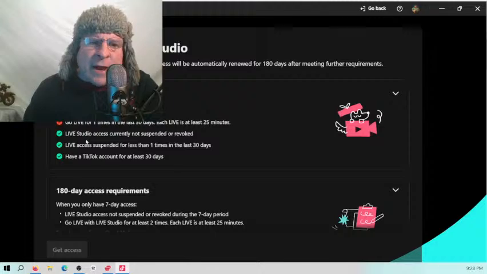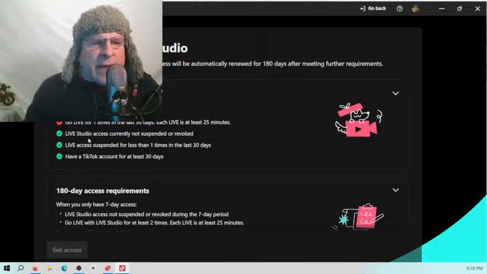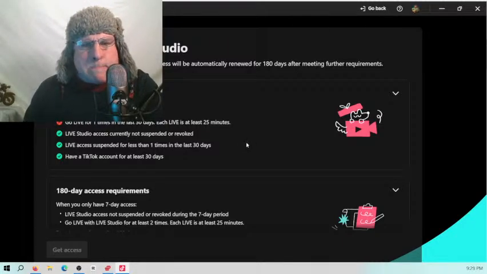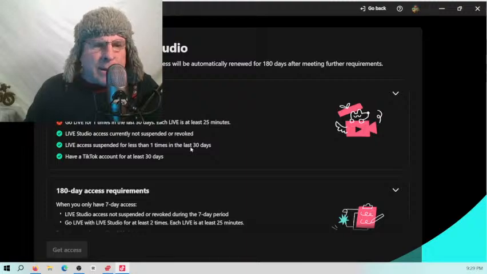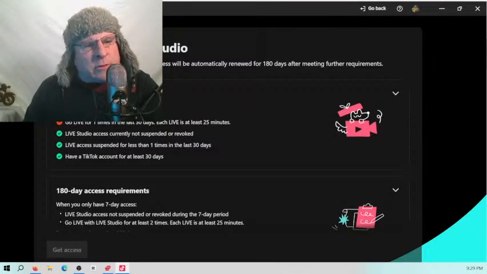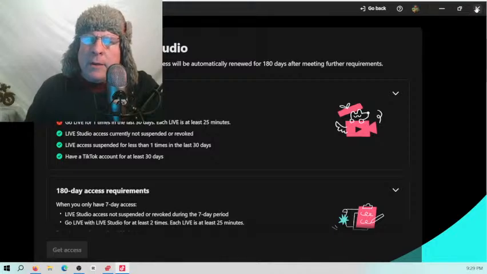And I don't think I've done that. Go live at least one time in the last 30 days, so that I do not qualify for, and have at least 10,000 followers. I have that on TikTok, so I'm not sure what's wrong with that. But they're not granting me the free trial access because I don't have those two things, or so they say. So goodbye to you, and we'll see you later, alligator.